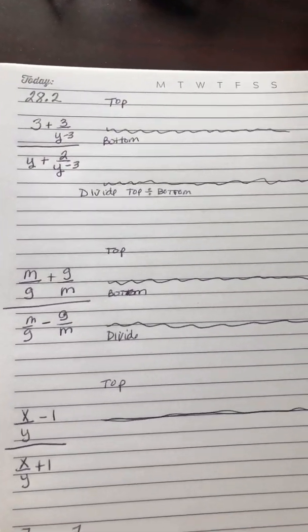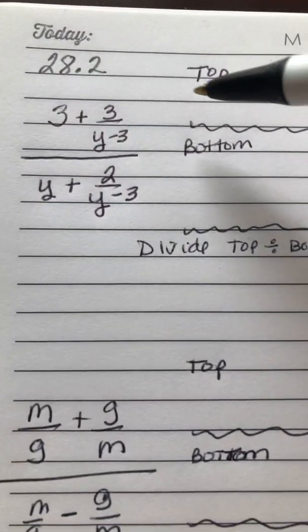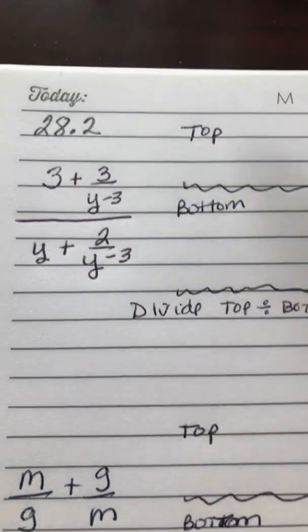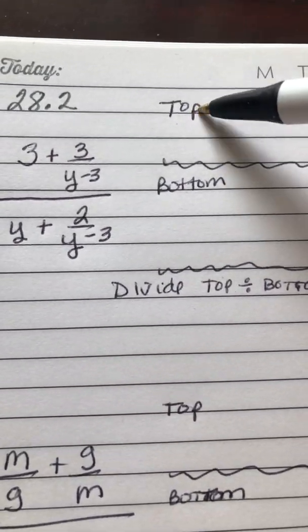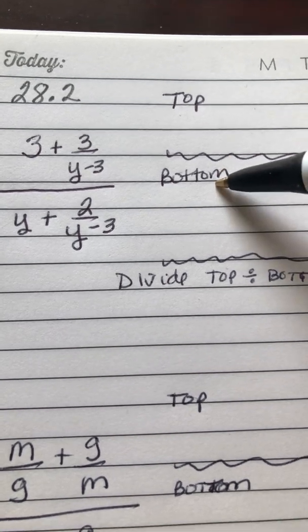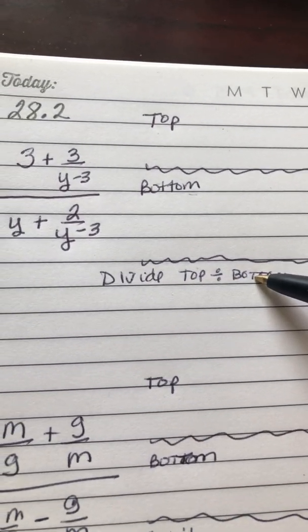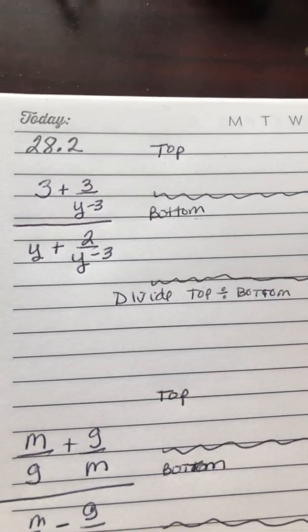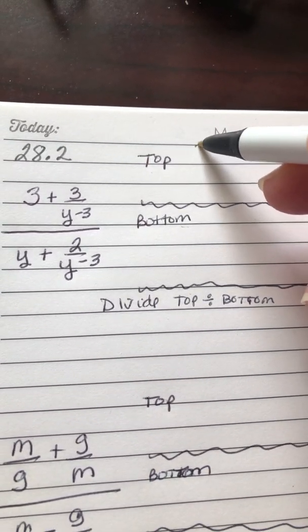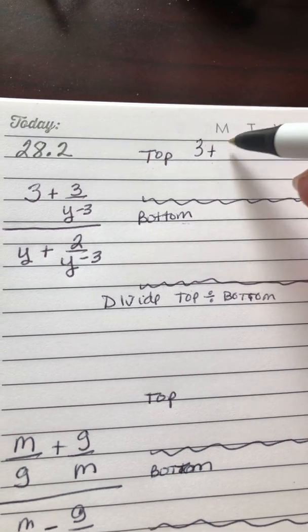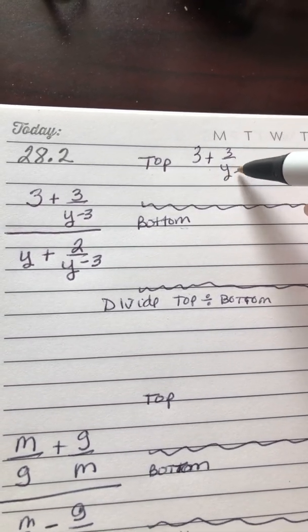Okay, 28.2. Here we have this equation, and we're going to divide our paper up into the top part of the equation, the bottom part, and then divide the top by the bottom. It kind of helps organize it. So the top part is 3 plus 3 over y minus 3.